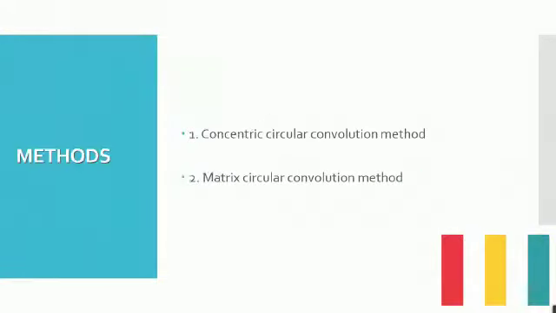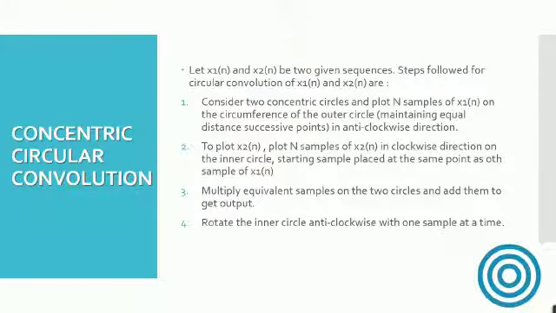Now we are going to see the methods or techniques of circular convolution. The first technique is the concentric circular convolution method, and the second is the matrix circular convolution method. Let's go forward and see the first technique, which is concentric circular convolution. To calculate circular convolution using this method, we have to follow certain steps, and if we miss any step in between, the answer we get might be wrong. So listen carefully and note down the steps.